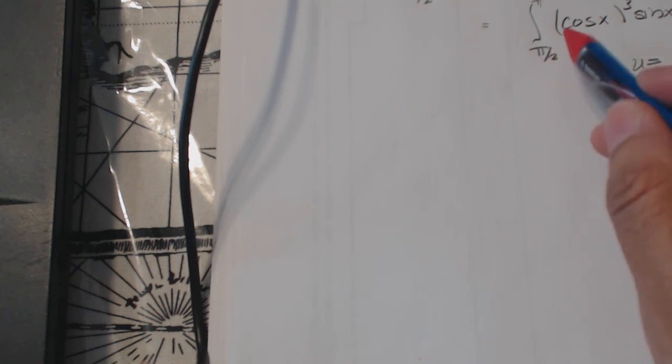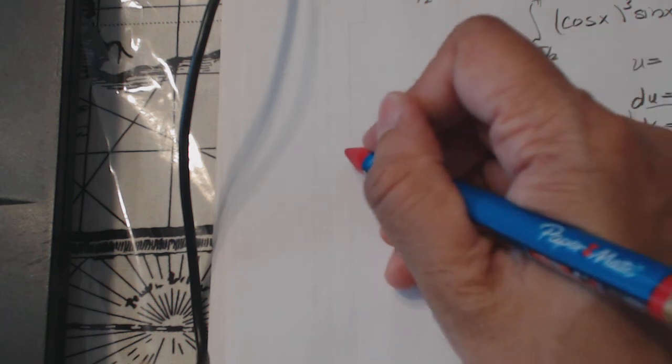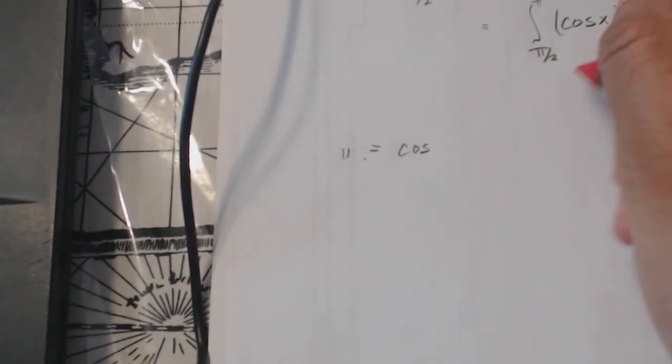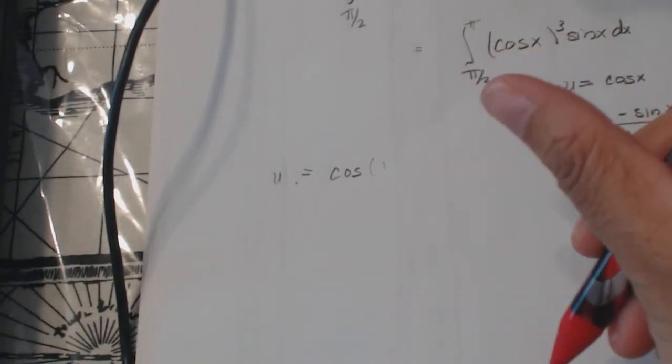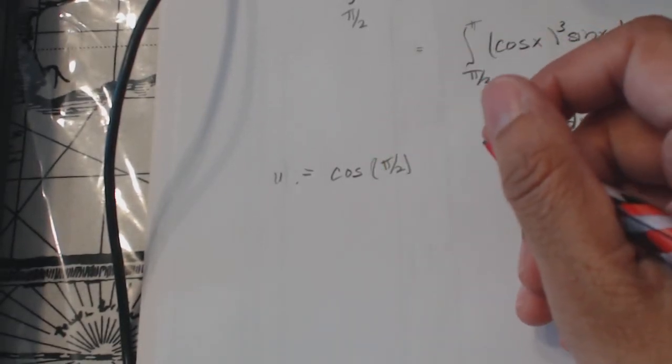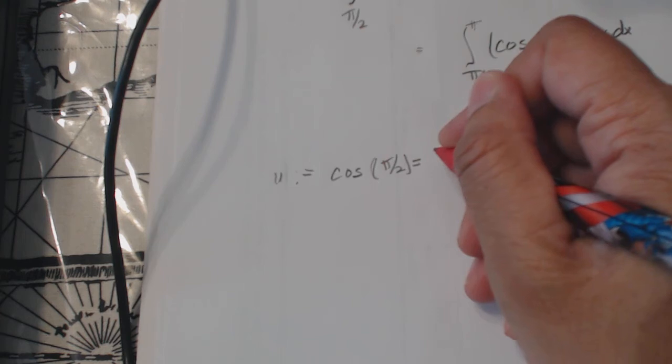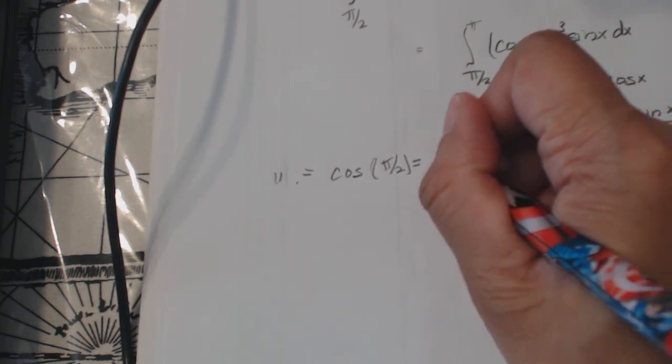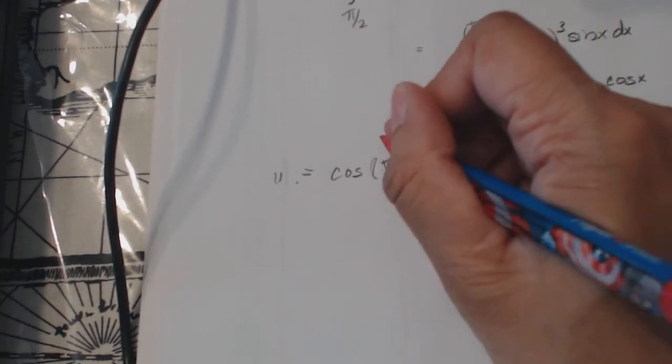And here I have to change my limits of integration. So my u was equal to cosine. I'm going to put my lower limit, which was pi over 2, so I'm going to plug in pi over 2. That's 90 degrees. Cosine at 90 degrees is the x value at 90 degrees, which is 0. So this is my new lower limit.